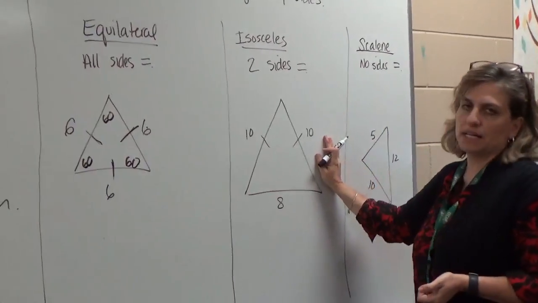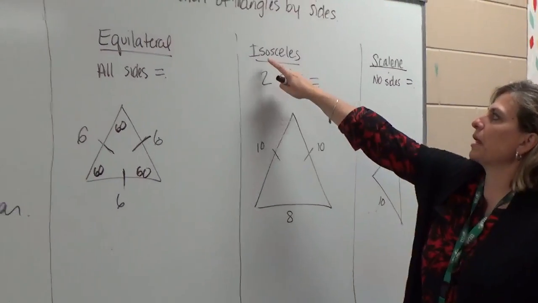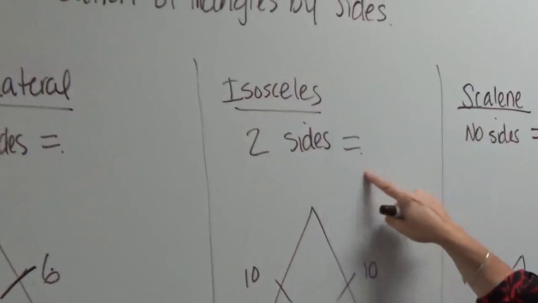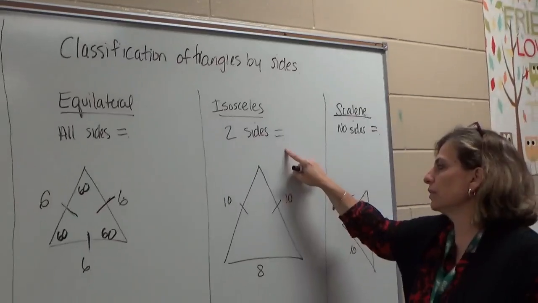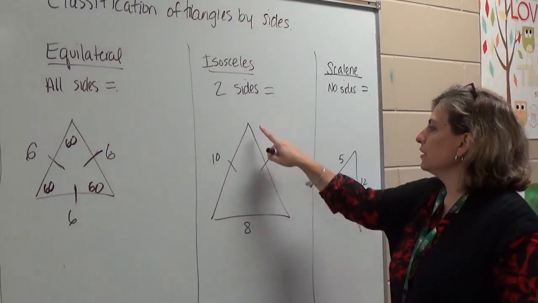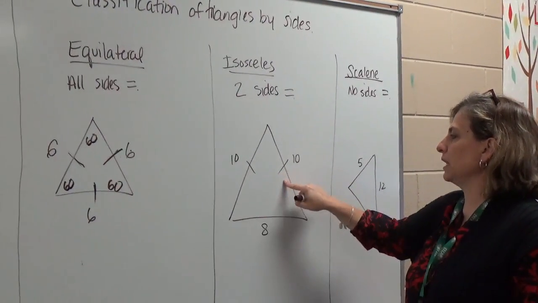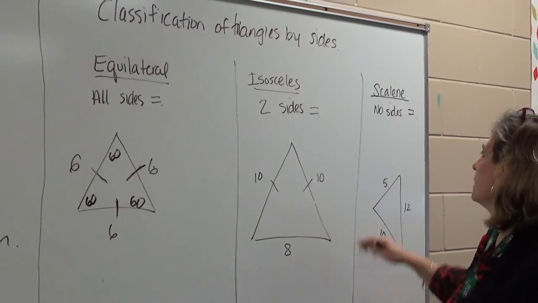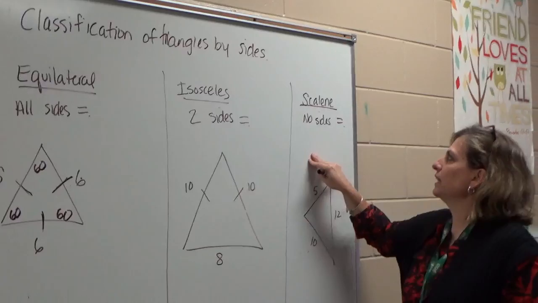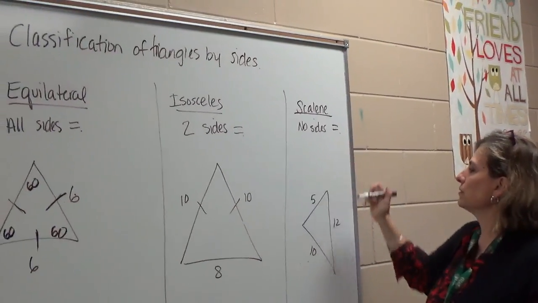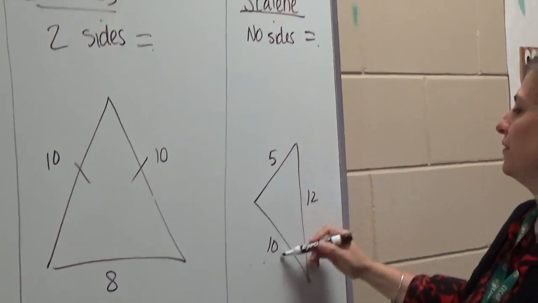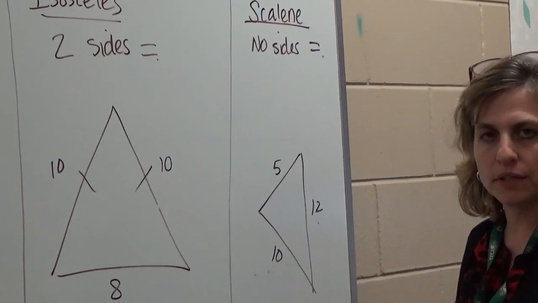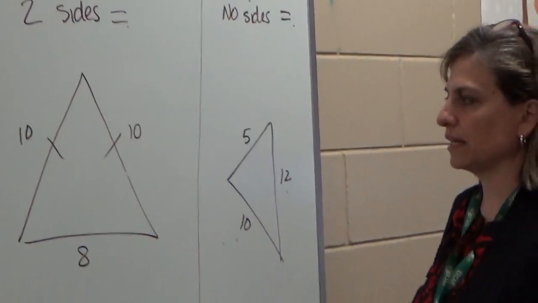This one is called an isosceles triangle. You need to know how to spell isosceles. It's I-S-O-S-C-E-L-E-S. This means that 2 of the sides are equal. Okay, so if you look here, you have 2 sides that are the same length. So they are both 10. This is isosceles. The last one is called a scalene. No sides are equal. So if you can see, this is 5, this is 10, and this is 12. That's scalene. Equilateral, isosceles, and scalene.